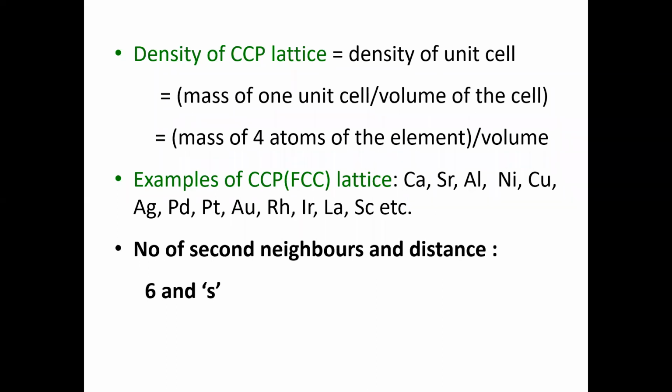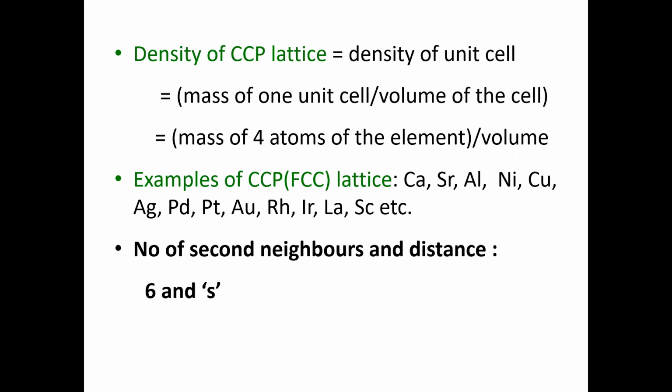So FCC and CCP, they are one and the same. The number of nearest neighbors for any given sphere is 12, whether it is my favorite or your favorite: 6 in its own layer, 3 in the layer above, and 3 in the layer below.